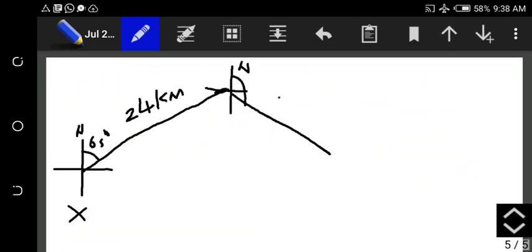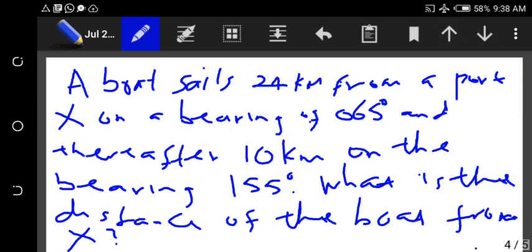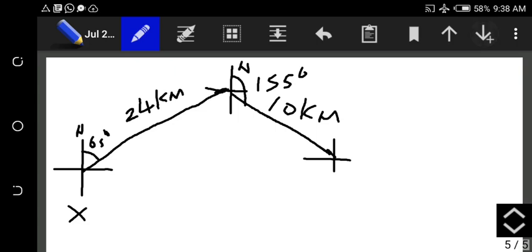So it sailed 10 kilometers on a bearing of 155 degrees. So if we have this, it stopped at this point, right? So the question is now asking us what is the distance of the boat from X. So we're looking for the distance of this boat from X, and X happens to be here. So we're looking for the value from here to here. That's what we're looking for.